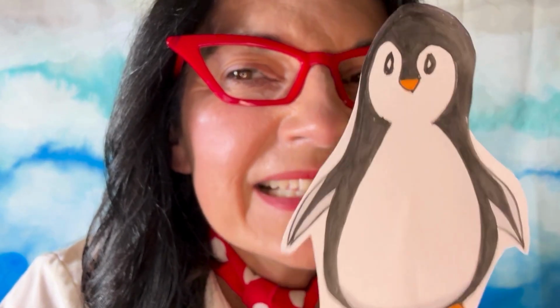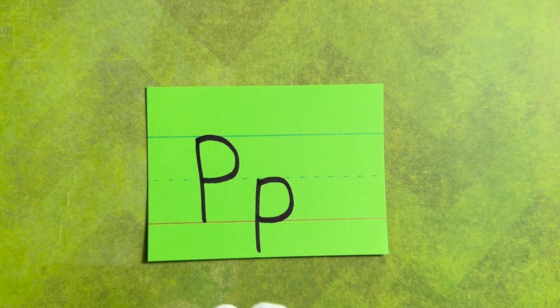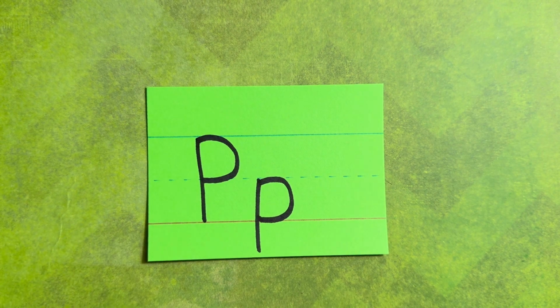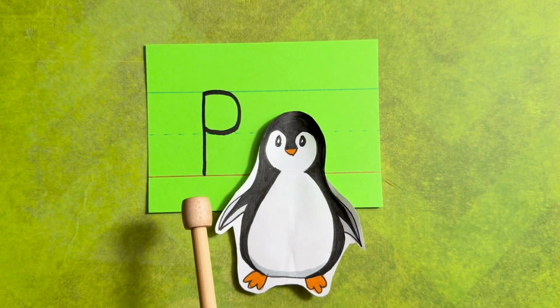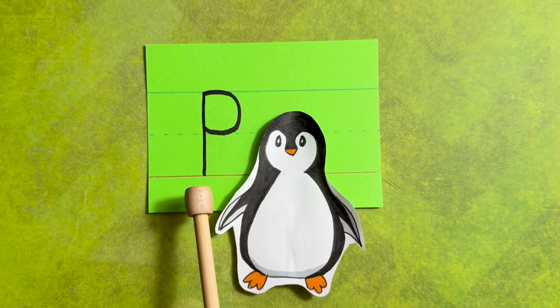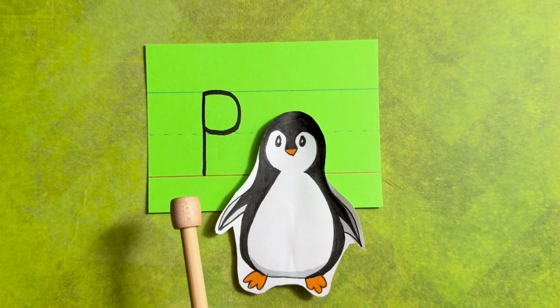P as in penguin. Pa, pa, pa. Uppercase P, lowercase p. The sound is pa, pa, pa. Introducing uppercase P. The sound is pa, pa, pa. The sound of P for penguin.